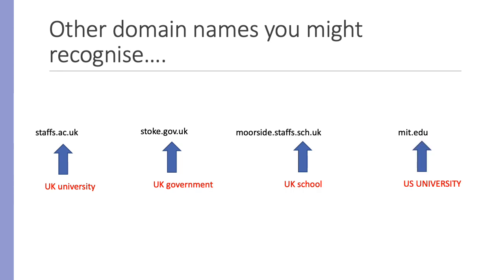And finally, this one here, .edu, is telling us that this website is a university in America. There are lots of other domain names and top-level domains which you might want to look up to see what they are.